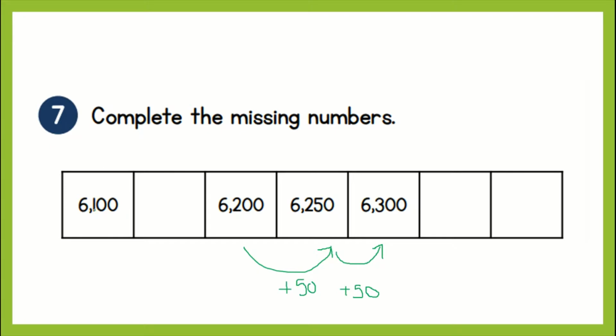So 6,100, if we add 50 to it, would be 6,150. Adding another 50 would bring us to 6,200, 6,250, 6,300, adding another 50, 6,350, and our final 50 that we're going to add will bring us up to 6,400.